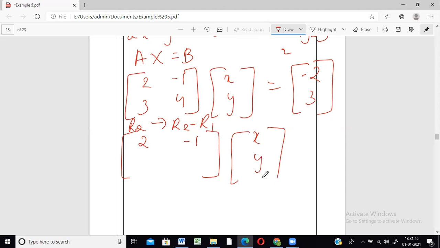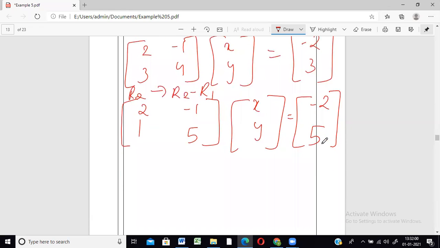X and Y as it is. This will be minus 2. R2 minus R1: 3 minus 2 is 1. 4 minus of minus 1 is 5. 3 minus of minus 2 is 5. Now, as I said, we want to make this 1. What we can do is R1 minus R2, and we can get this as 1. Are you able to recollect?